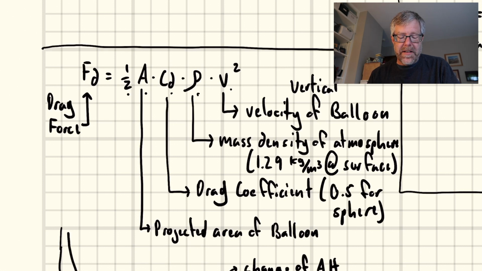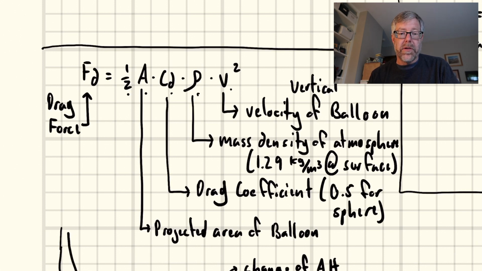Okay, so how do these things vary? Well, the drag coefficient is constant. It is 0.5 for a sphere. We assume that the balloon is a sphere. That's not really true, but it's close enough. Rho is the mass density of the atmosphere. On the surface, it's 1.29 kilograms per meter cubed, but it changes pretty dramatically as you go up.